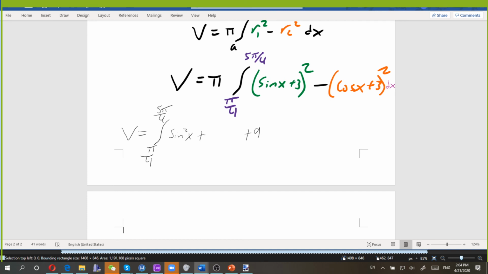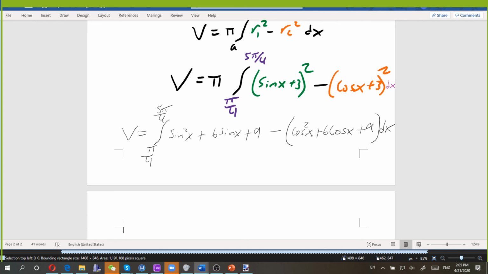So that would be 6 sine x. Perfect. Minus cosine x squared, plus 6 cosine x, plus 9.